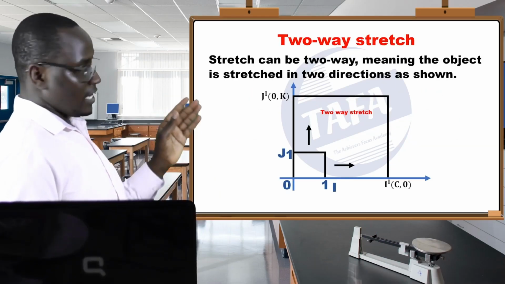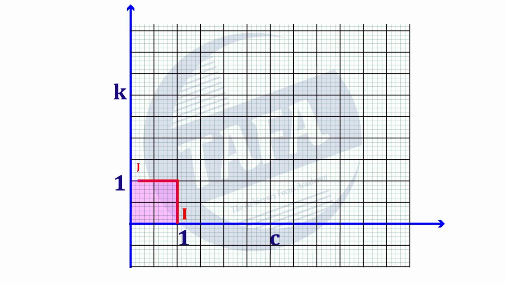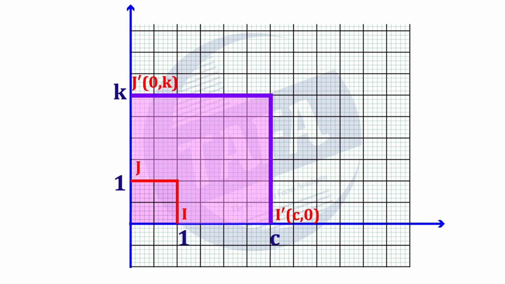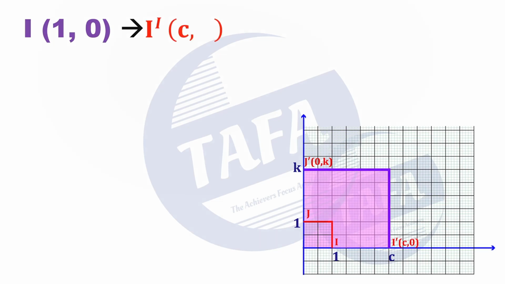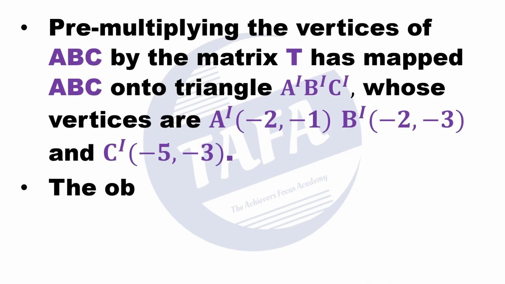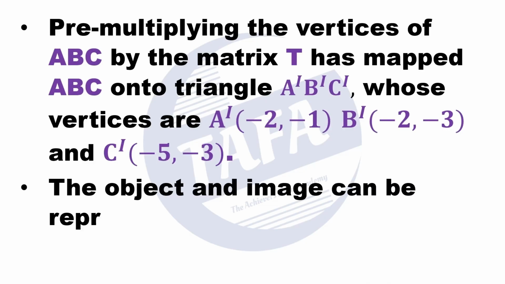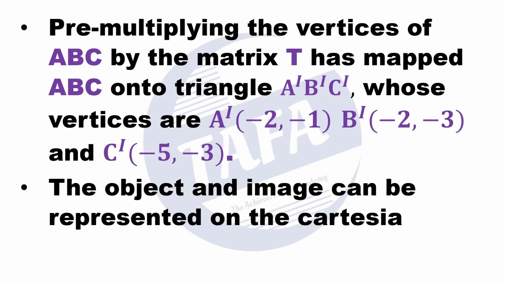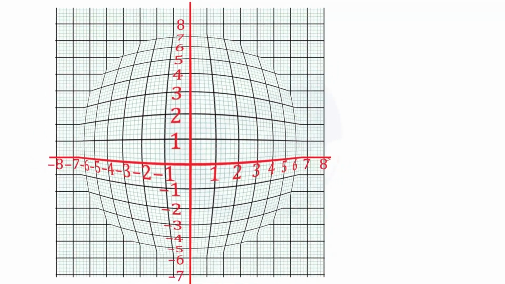We have point I stretched to I prime, which is (c, 0), that is the new coordinate, from (1, 0) to (c, 0). Then J prime is stretched from J to J prime, which is (0, k) along the y-axis. So point I, which is (1, 0), the object and the image can be represented on the Cartesian plane as follows. Now, this is what you have as the object and the image.